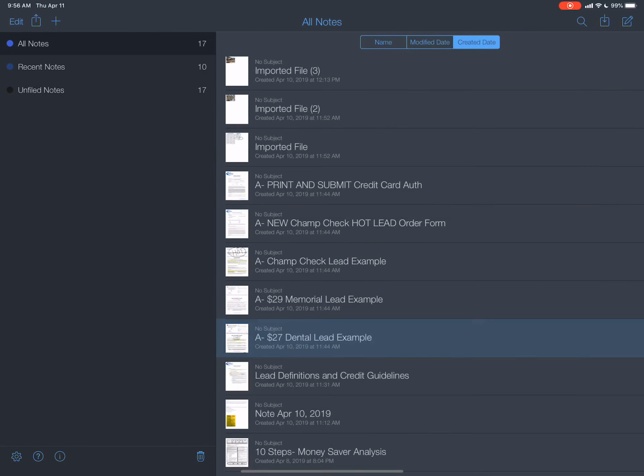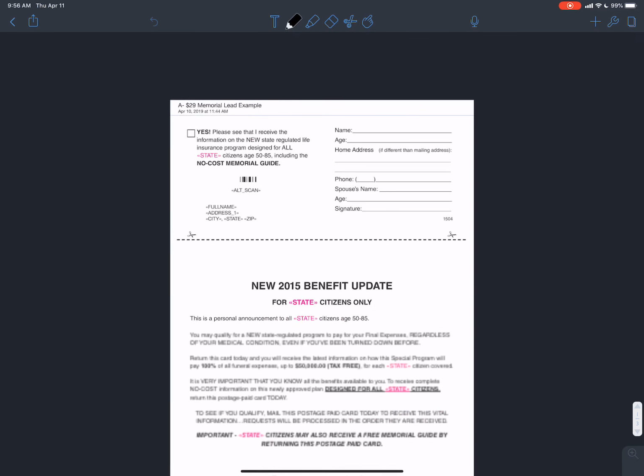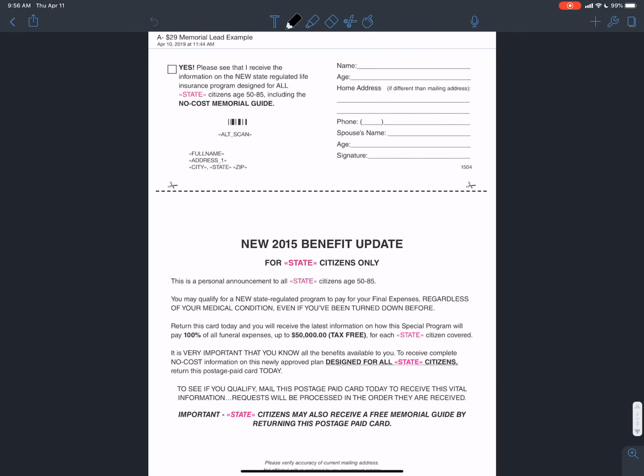So next lead, let's go to the Memorial lead. This was our original lead. We don't get a lot of returns on it. It's the $29 lead right here. So again, this is $29 for the fresh ones.